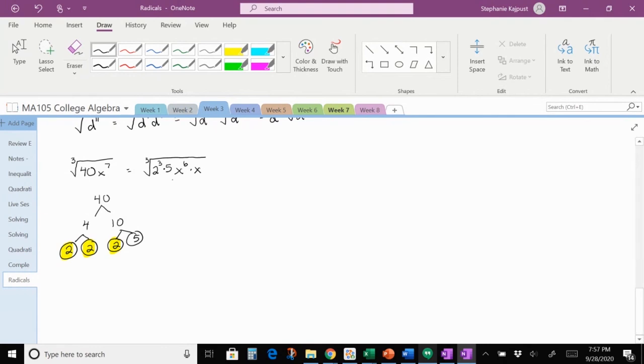So now in this case, anything that has an exponent I can divide by 3, because it's a cubed root, I'm going to put in one cubed root here. So that's going to be 2 cubed and then x to the 6th. Anything that does not have an exponent that can divide by 3 is then put in the second cubed root. So I have the cubed root of 2 cubed x to the 6th, then the cubed root of 5x.